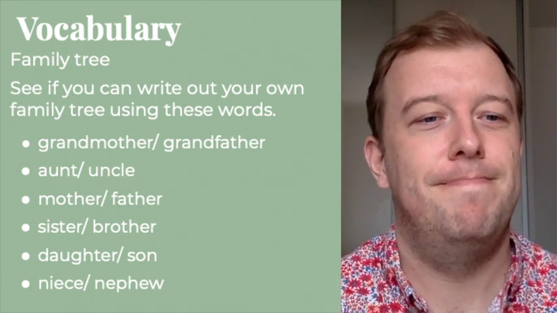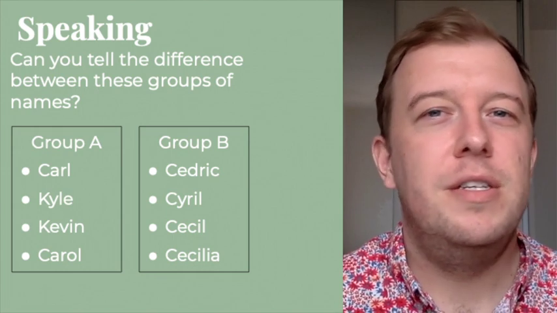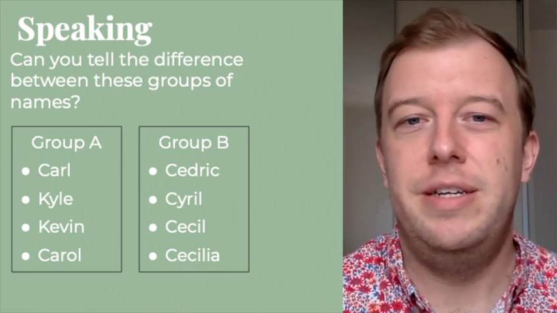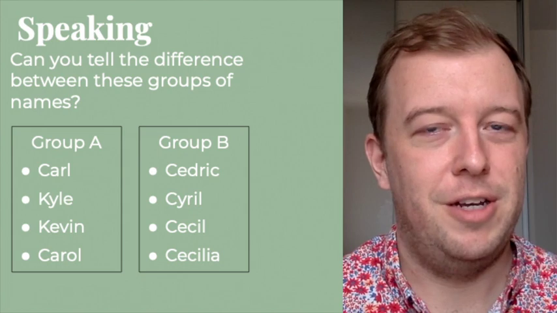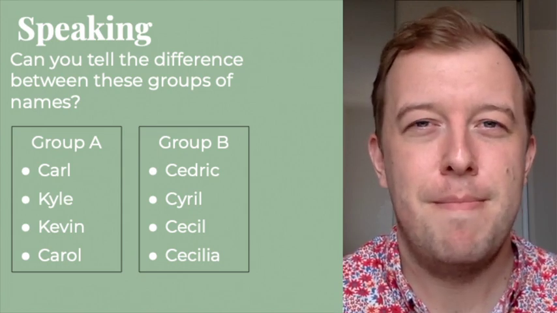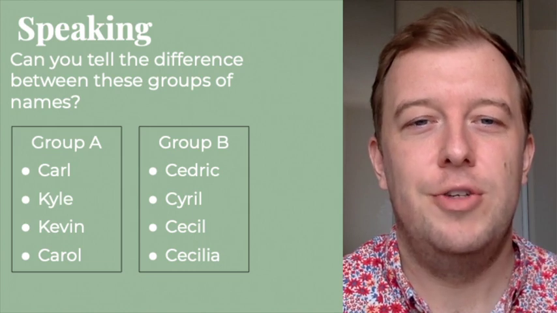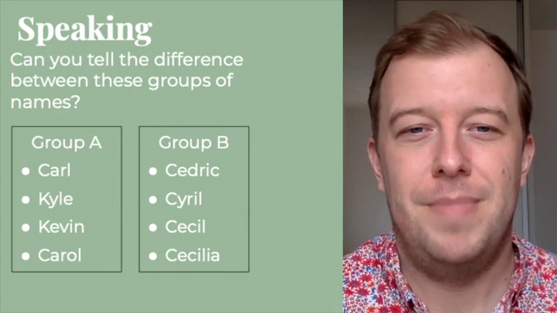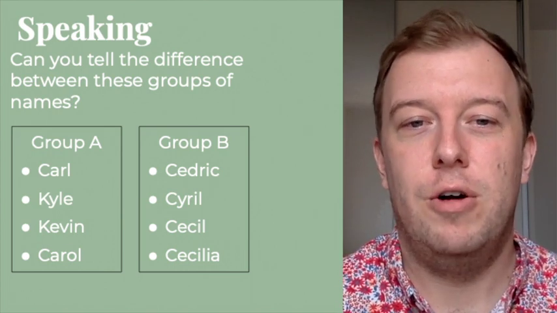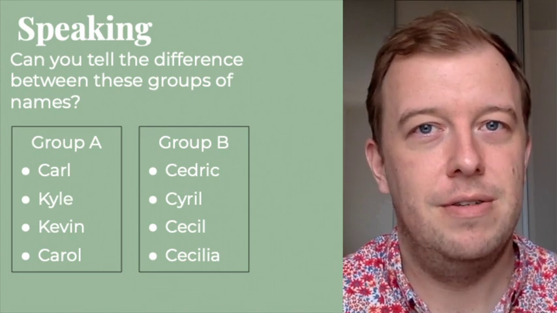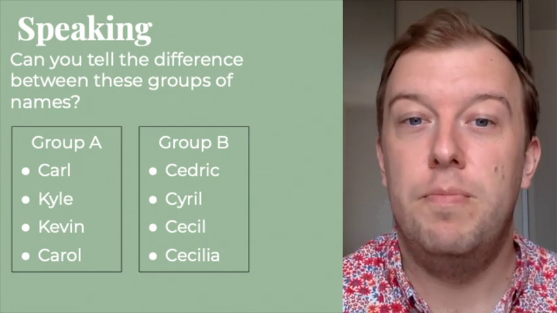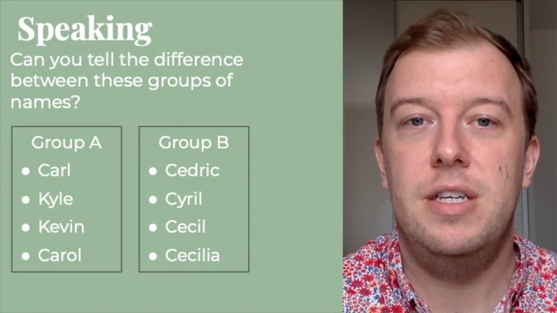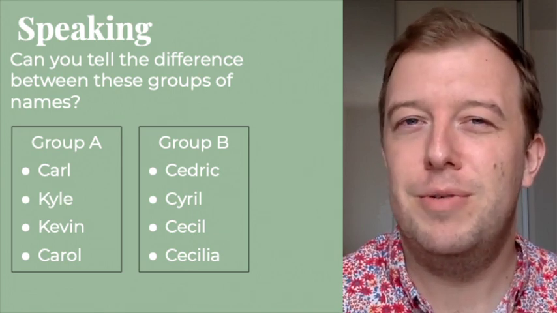So, speaking of families, did you notice anything interesting about the names in my families? There's an interesting difference between these two groups on the screen here. Can you tell what it is? So I'll give you a hint. Try to read it out loud yourself before I read the names in a moment. So in group A, we have Carl, Kyle, Kevin, and Carol. In group B, we have Cedric, Cyril, Cecil, and Cecilia. Do you notice the difference between those two?